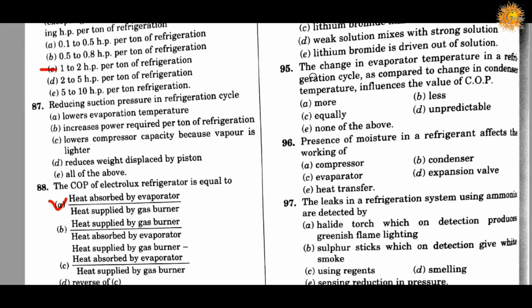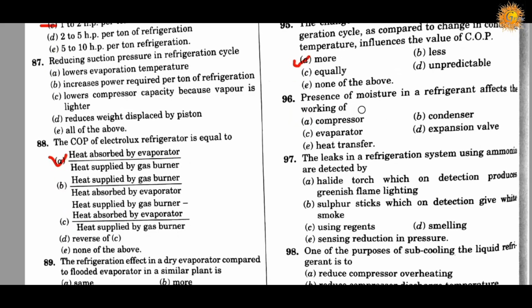Question 95. The change in evaporator temperature in a refrigeration cycle as compared to change in condenser temperature influences the value of COP. Option A, more; option B, less; option C, equal; option D, unpredictable; option E, none of the above. So the correct answer is A, it will be more.